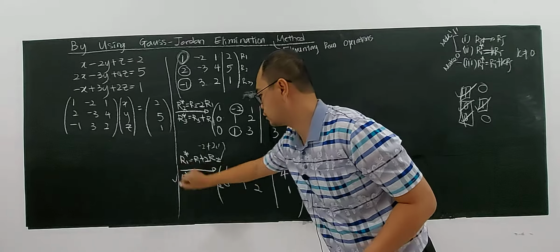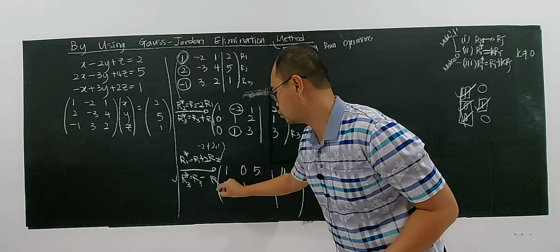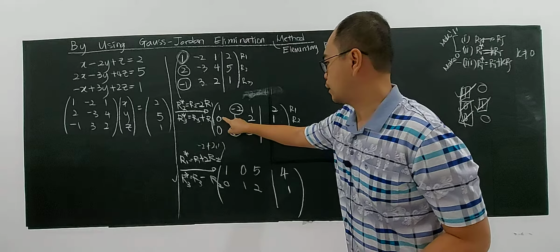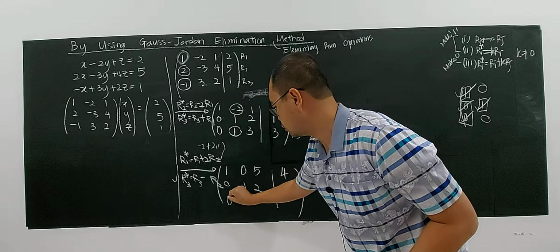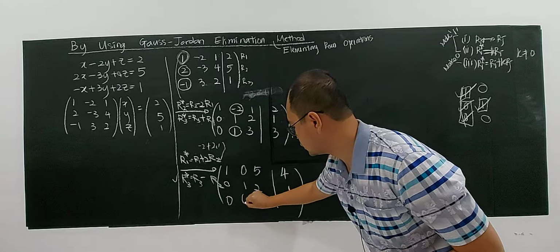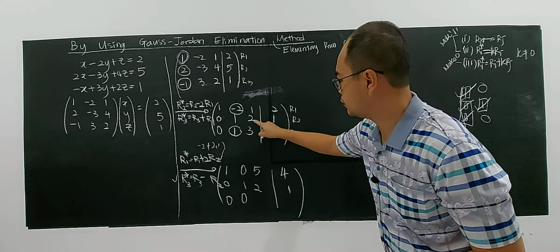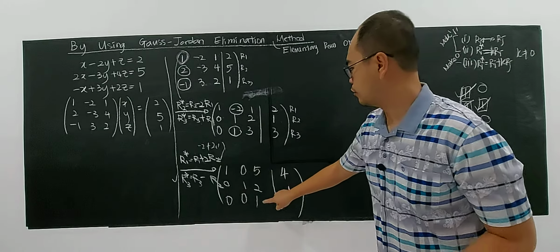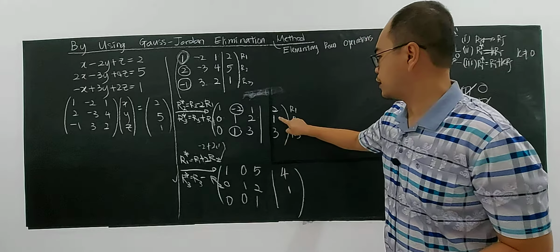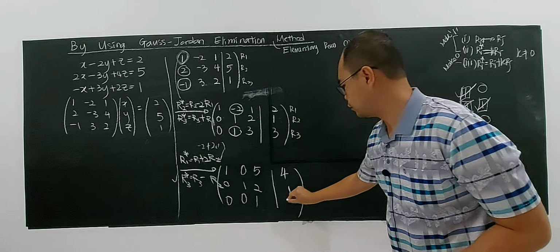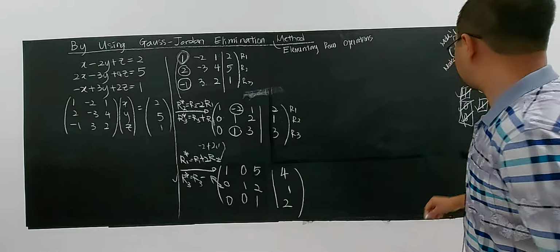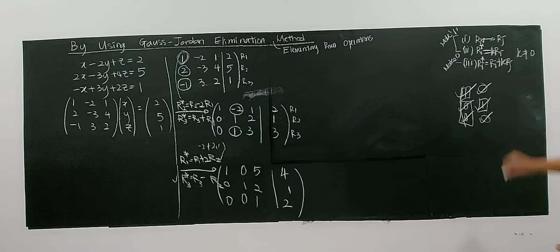Now go for this. Row 3 minus row 2. Right? 0 minus 0, 0. 1 minus 1, 0. 3 minus 2, you have 1. 3 minus 1, you have 2. Right? So you have done for the 4th step.